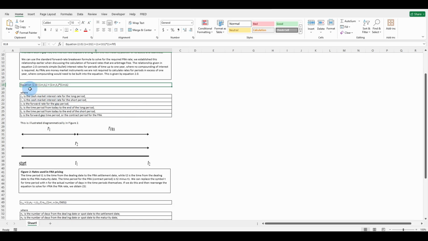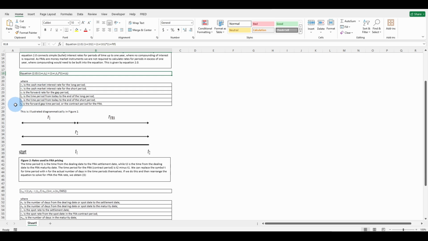1 plus R2 T2 equals 1 plus R1 T1 times 1 plus RF TF. R2 is the cash market interest rate for the long period. R1 is the cash market interest rate for the short period. RF is the forward rate for the gap period. T2 is the time period from today to the end of the long period. T1 is the time period from today to the end of the short period. TF is the forward gap time period, or the contract period.